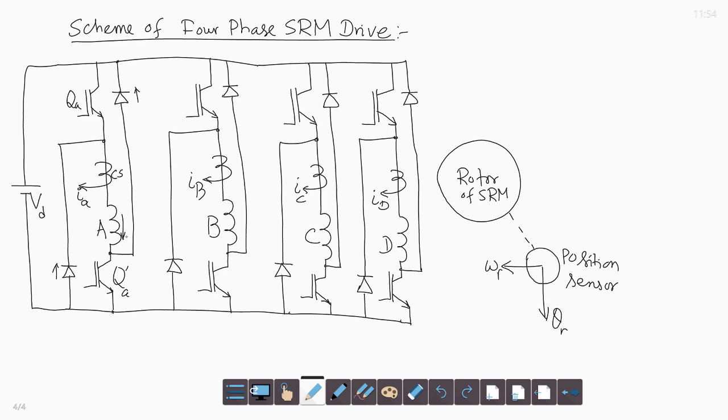Phase A is excited by turning on the IGBTs QA and QA dash, and that happens when the rotor alignment has to occur along that phase. When the devices are turned off, the energy stored in the inductance of the phase A flows through the feedback diodes and braking action is obtained.